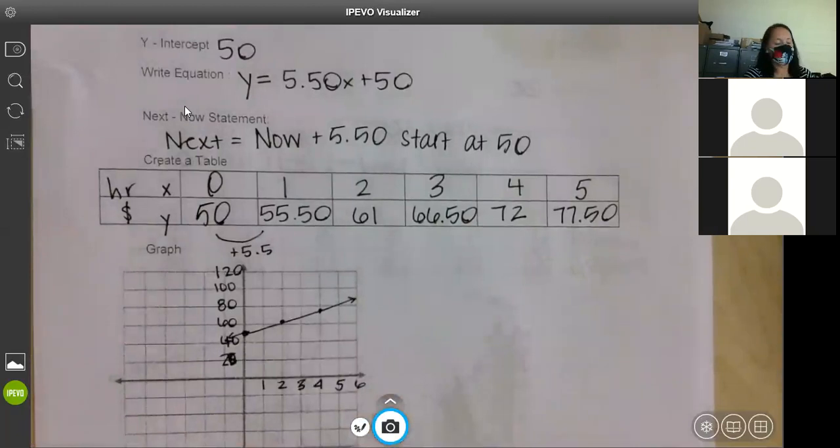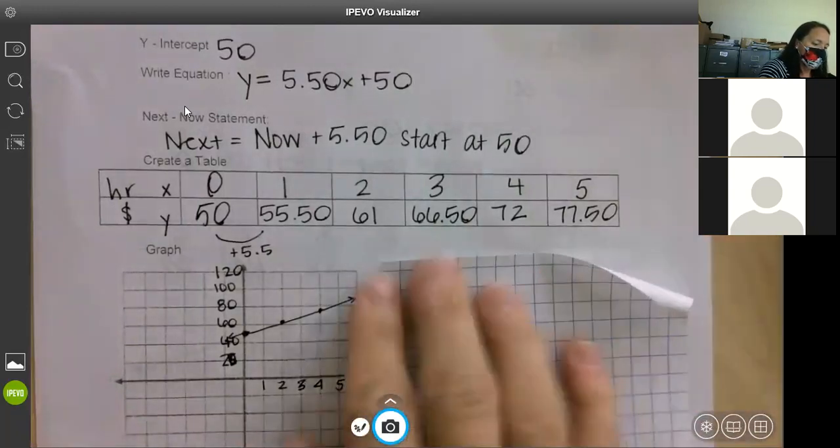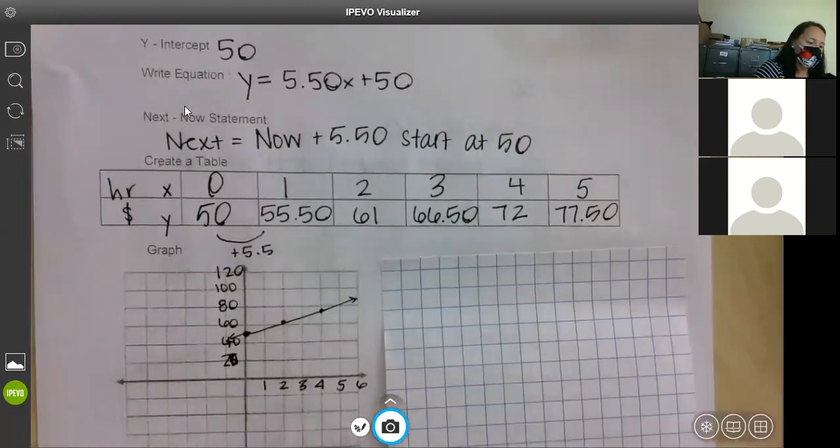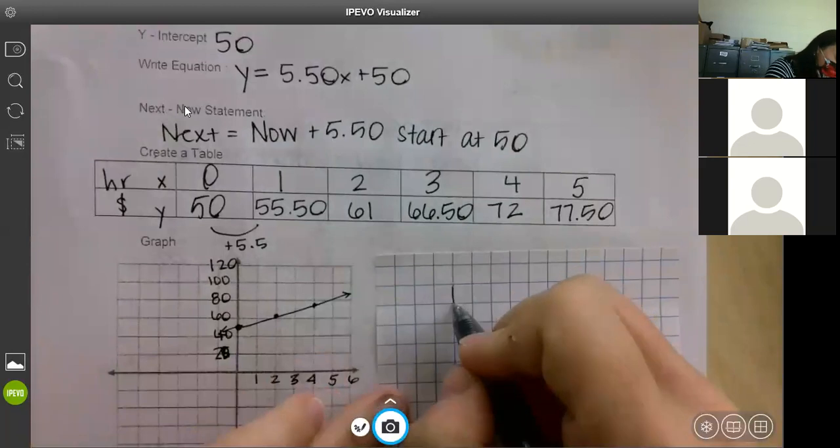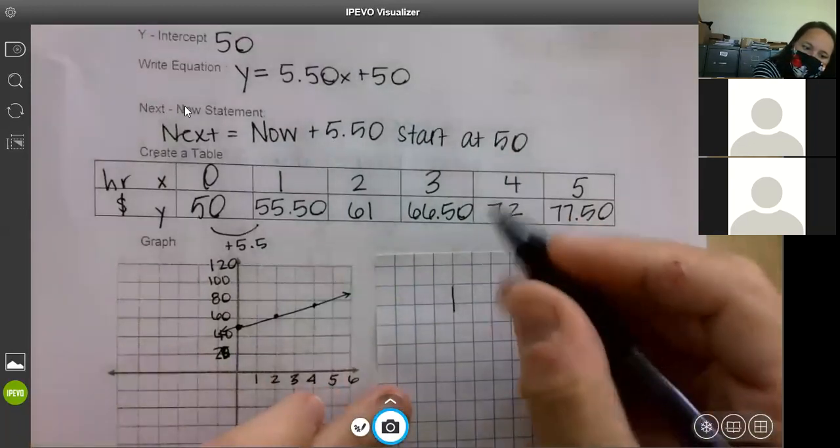Now I'm going to show you what would be easier. I think Miss Rose made these notes. We did not. I still like them. I just don't like the graphs. Okay. So I'm going to show you a different graph. So I could also, let's see what I got. 1, 2, 3, 4, 5, 6.